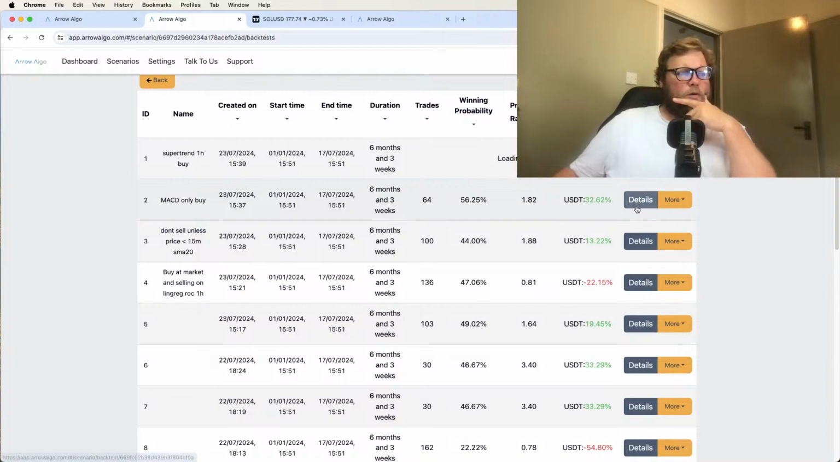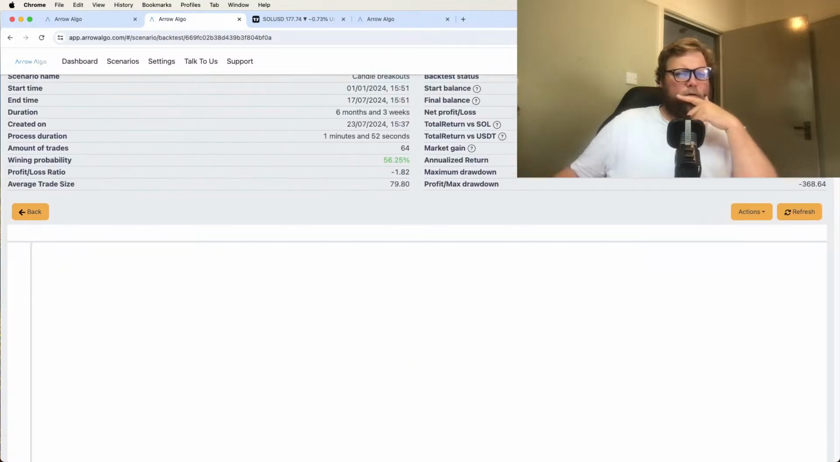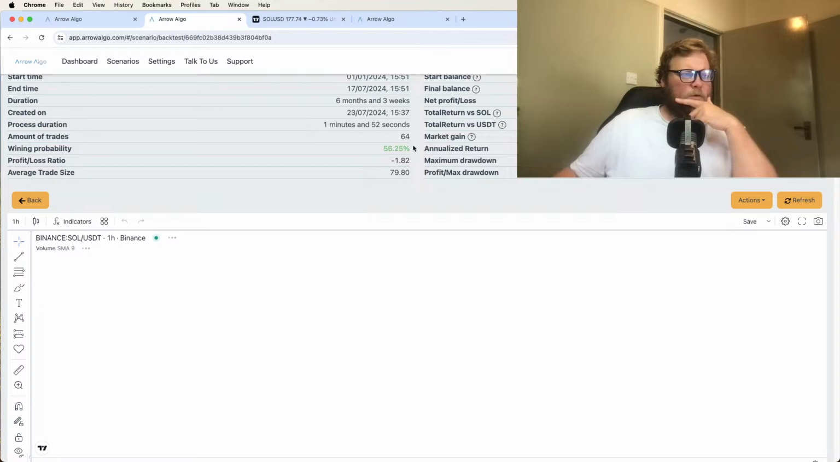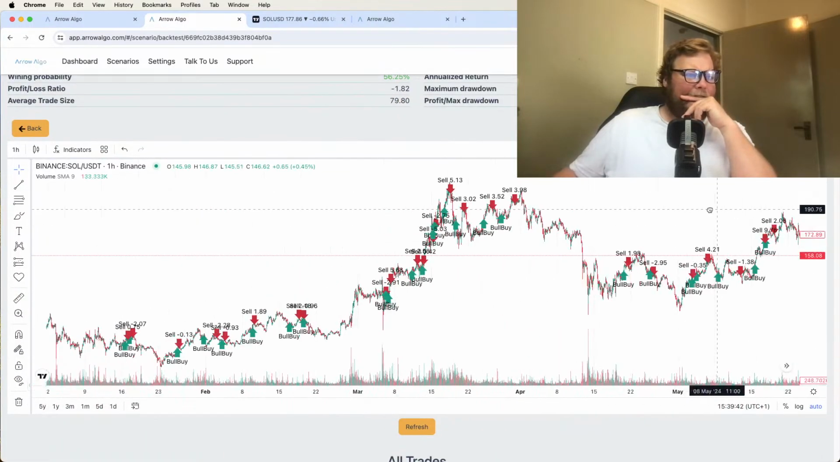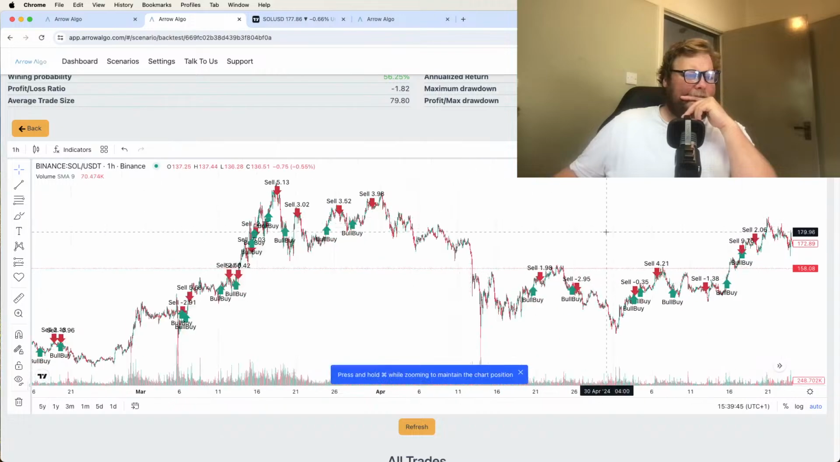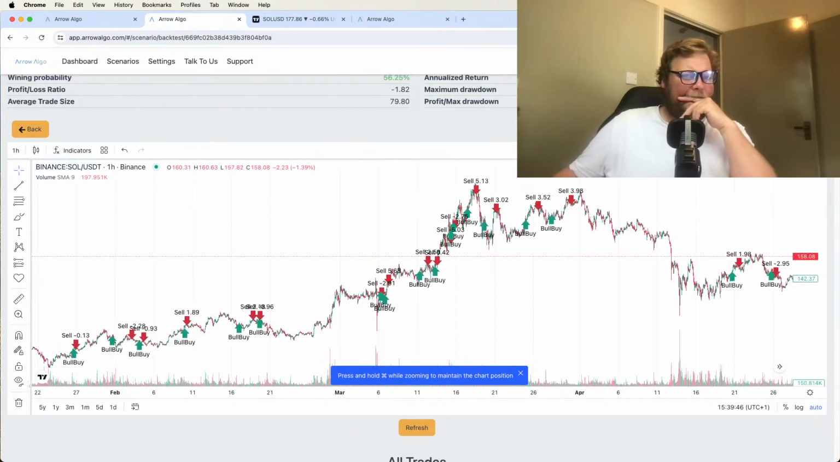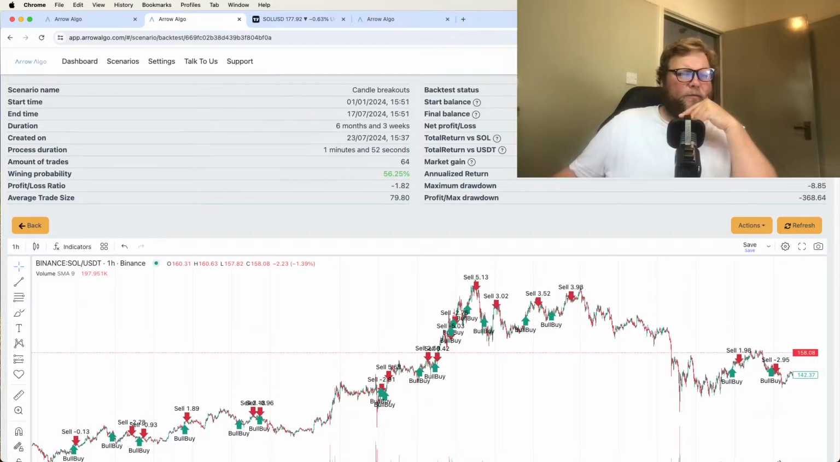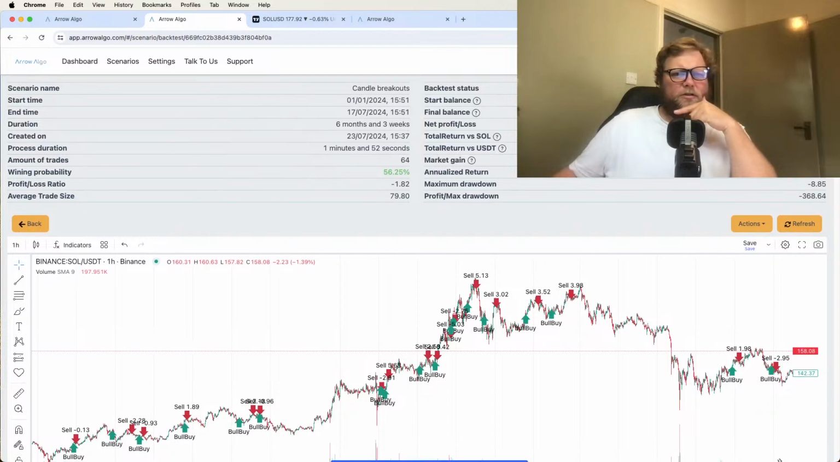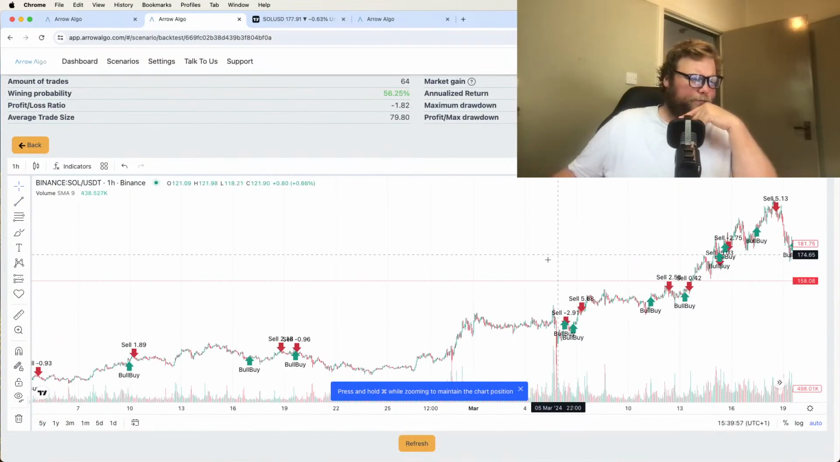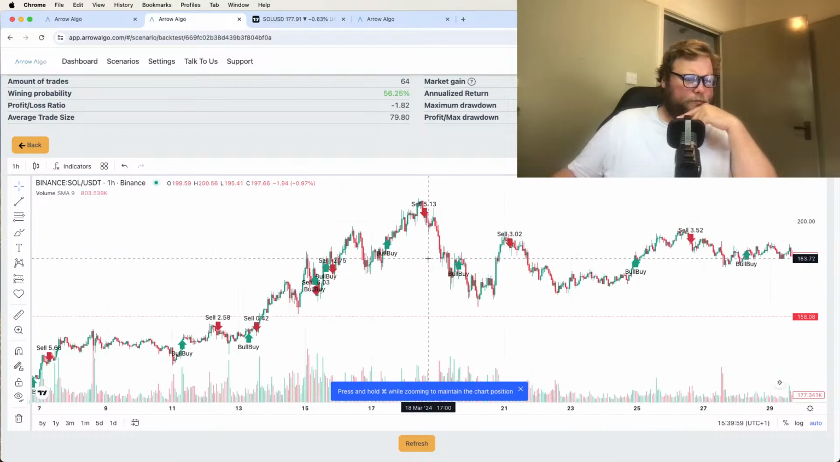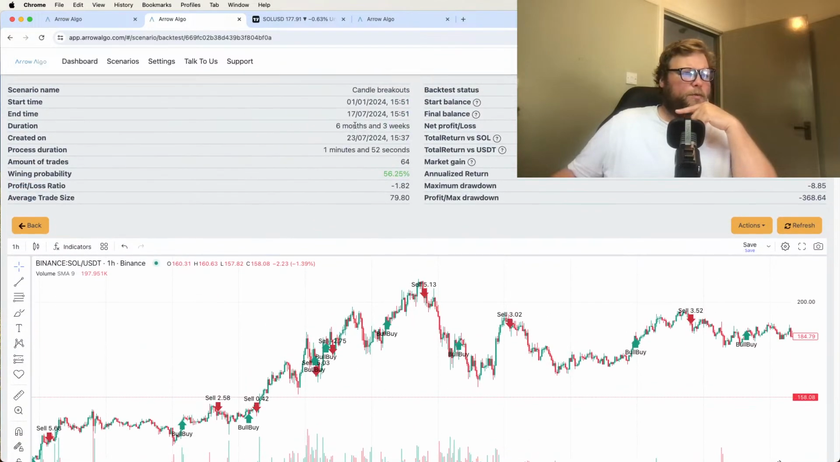And we can see that we've already improved our win rate just by adding in that rule. So we're up to 56% now. Returning 32% against cash, minus 12 against Solana. Remember our test period, we were looking at 6 months, just looking at year to date.